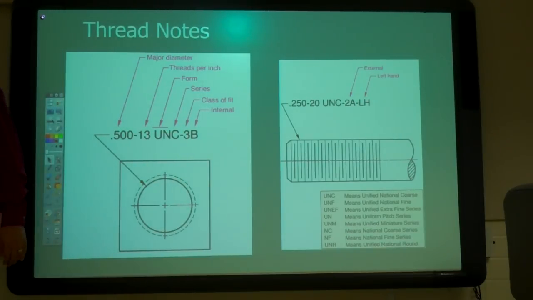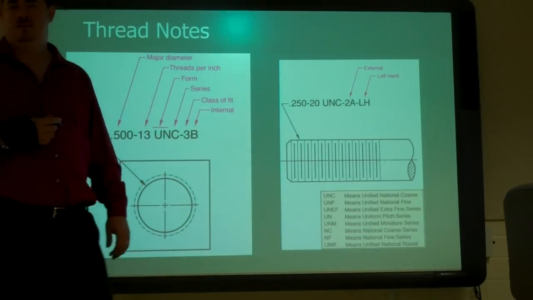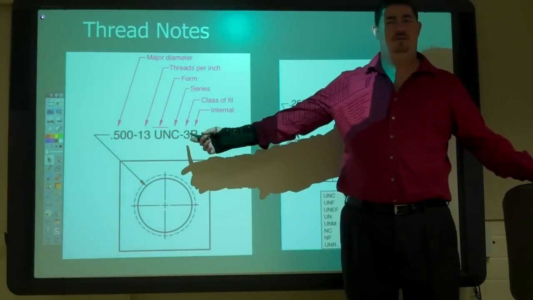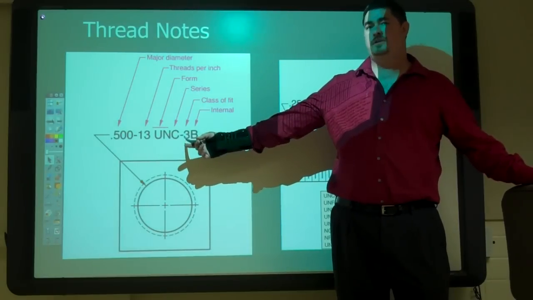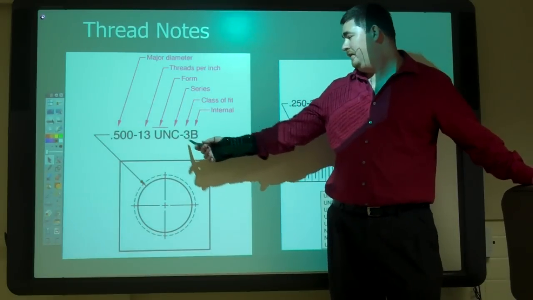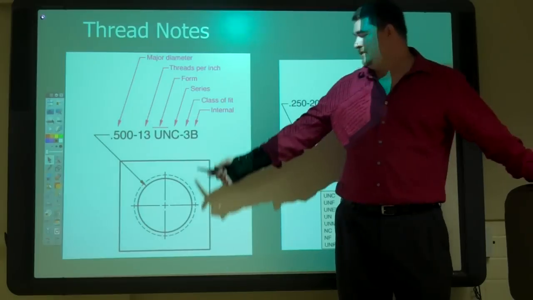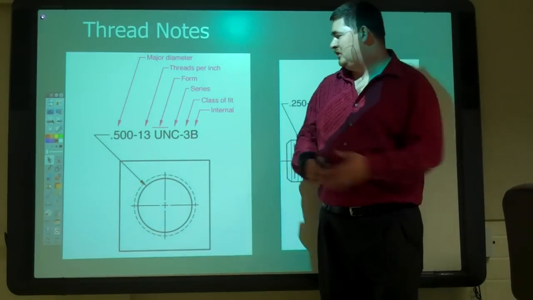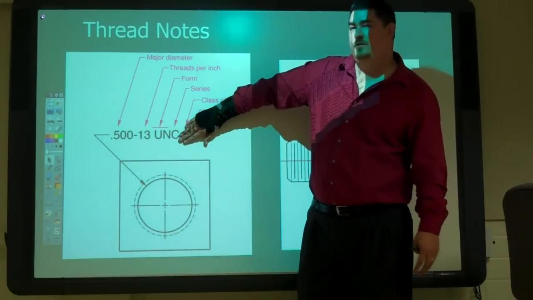What was a class 1? Loose fit, right? So here we're calling it class 3. So that's a what? A very high precision fit. B means that that's a hole. So sometimes we'll just do a note like that.